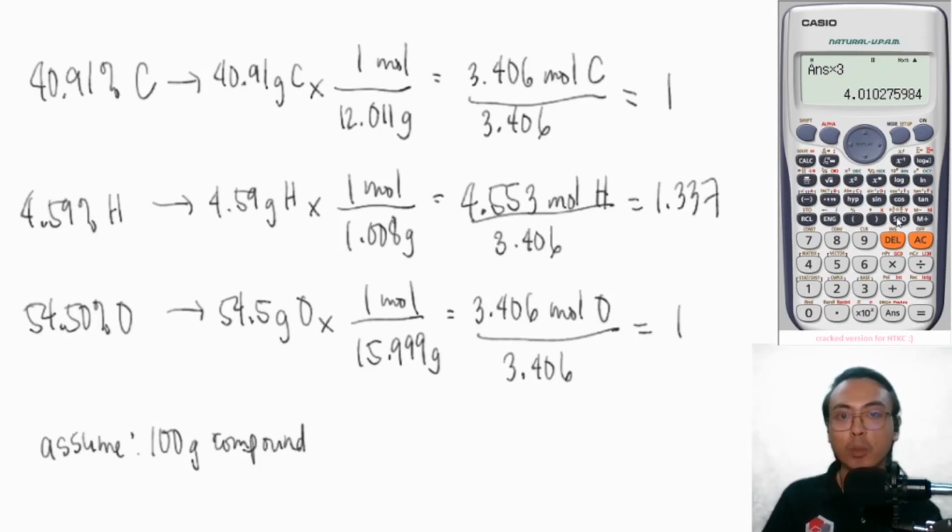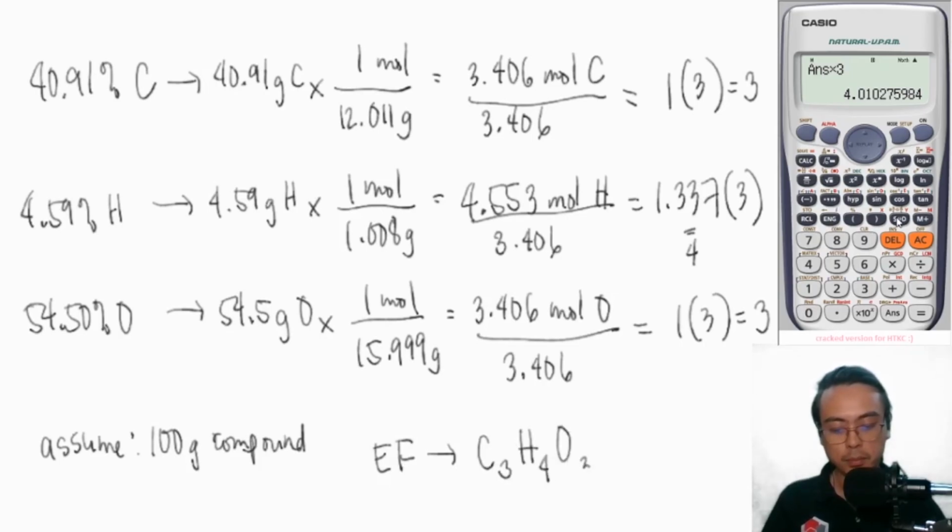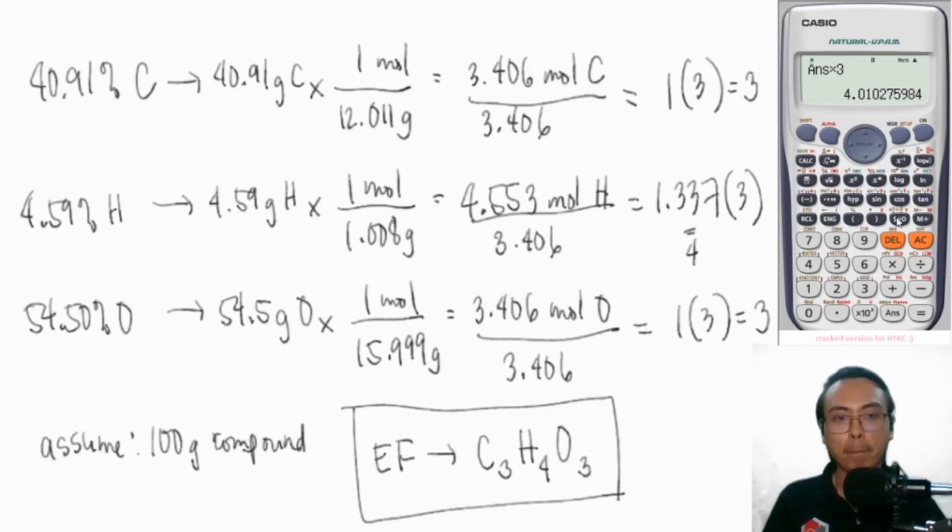Now we know that we need to multiply by 3. You multiply 3 to everything. So that is 1 times 3, 1.337 times 3, and 1 times 3. Our results would be 3, 4, and 3. Thus, our empirical formula for ascorbic acid is now C3H4O3. Let's proceed with the next item.